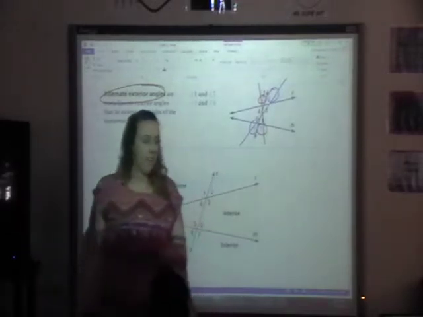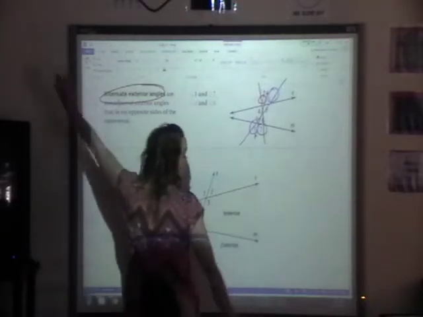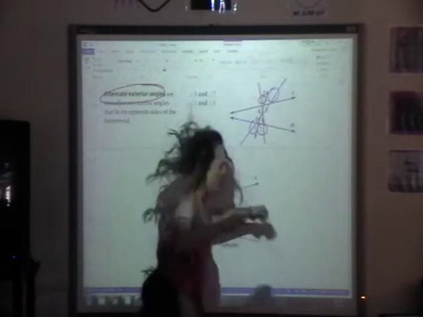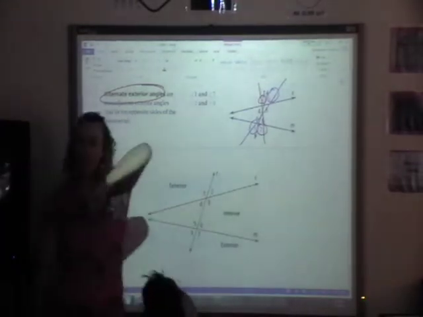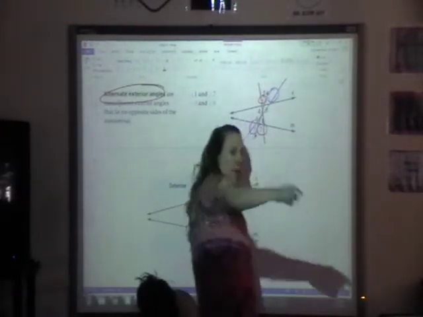Is the first one the same thing as the last one, but it's just inside? Inside versus outside. I'm just saying the alternate interior angles. Yep, exterior, or alternate. Alternate means like opposite, opposing teams.